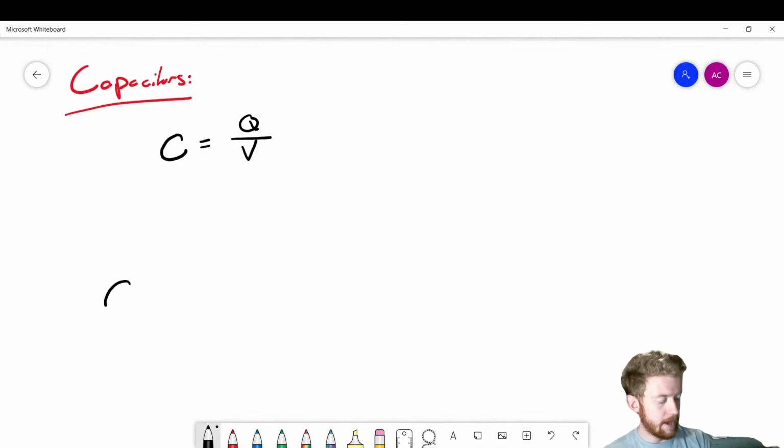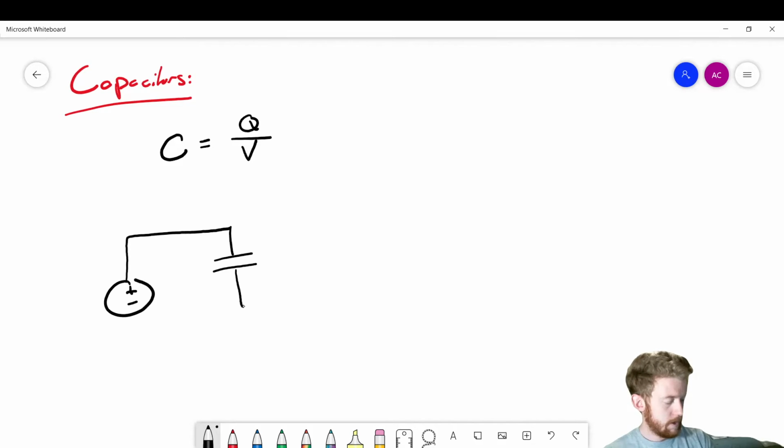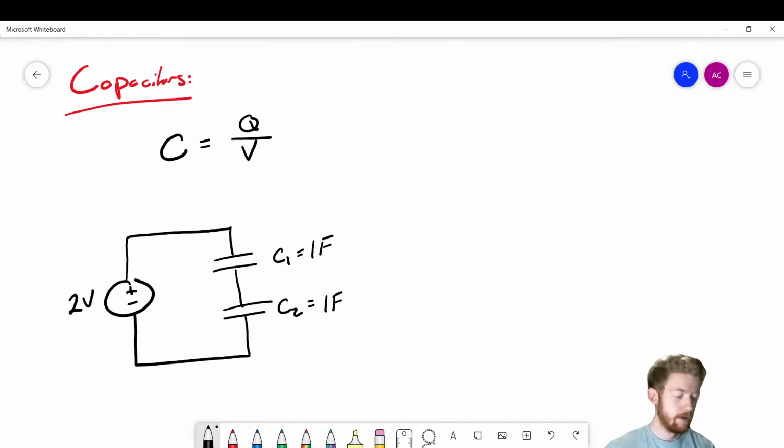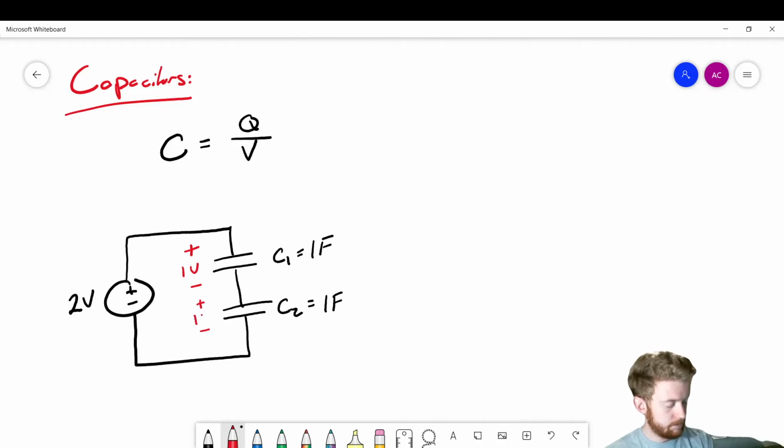So let's say that we have two capacitors in series. Okay. So we have two capacitors in series like this. Let's say that we have a supply voltage of 2 volts, and then this is C1 and C2. They're each 1 farad. Okay. Now, what you'll notice is that since these two capacitors are equal and they have a shared voltage drop, since everything is equal, they're going to just have 1 volt each across them.